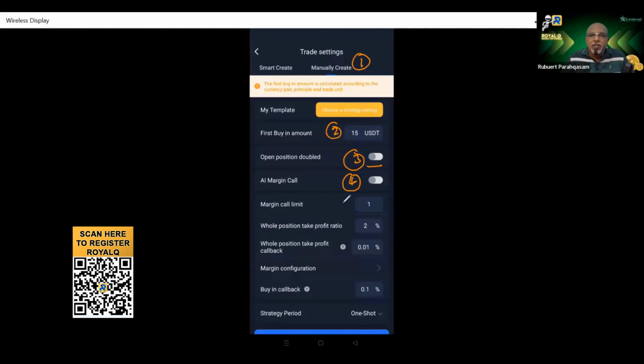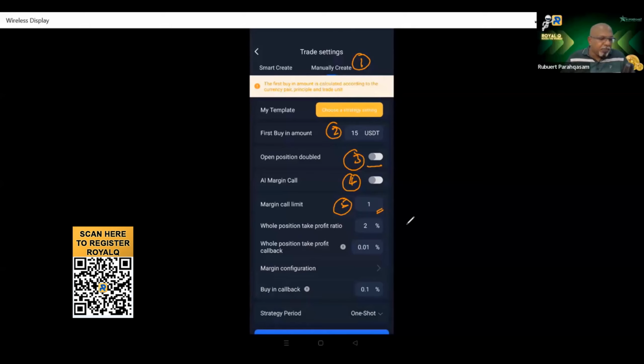Margin call limit, number 5, is set to 1. Leave it as 1, because when you are new in this, we don't want you to buy when the market goes lower. We just want to go in, buy, and later on sell. You can't put this as 0. If you put this as 0, the robot won't work. So that's the reason we put it as 1.